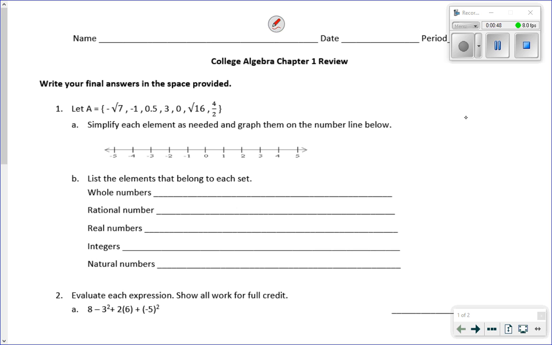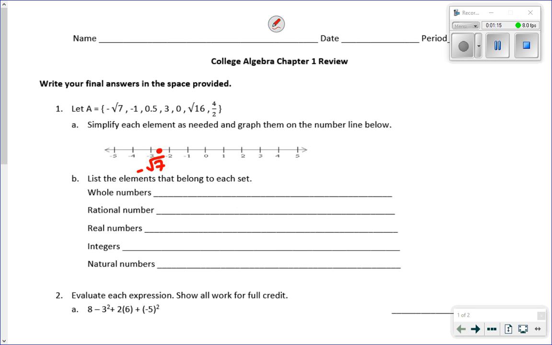So the way that I would do this is work left to right so that you don't forget any numbers. So the first number is negative square root of 7. So in your calculator, you can do the square root of 7, and that should come out to be 2.6 something. And then you know that that number needs to be negative because there's a negative sign out front. So I'm going to plot a point in between negative 2 and negative 3, and I'm going to label that negative square root of 7.